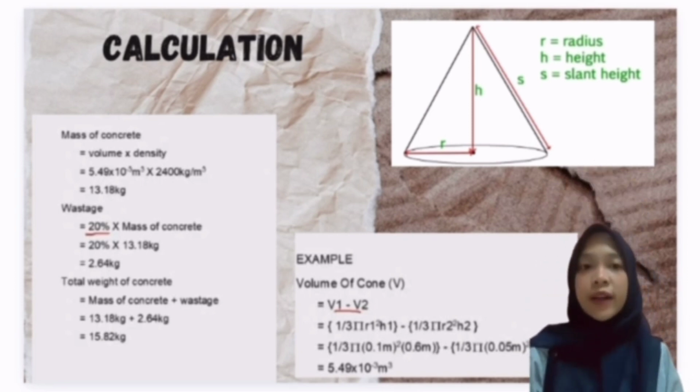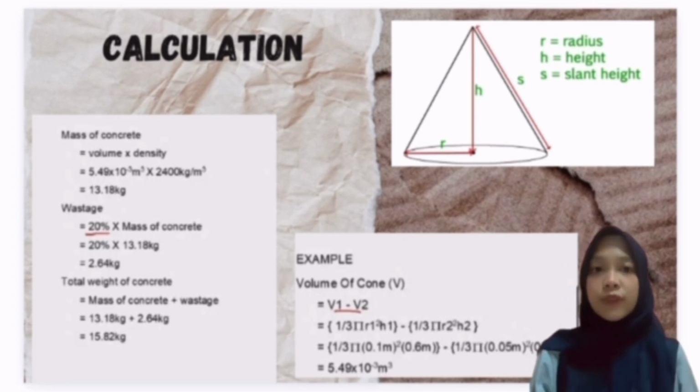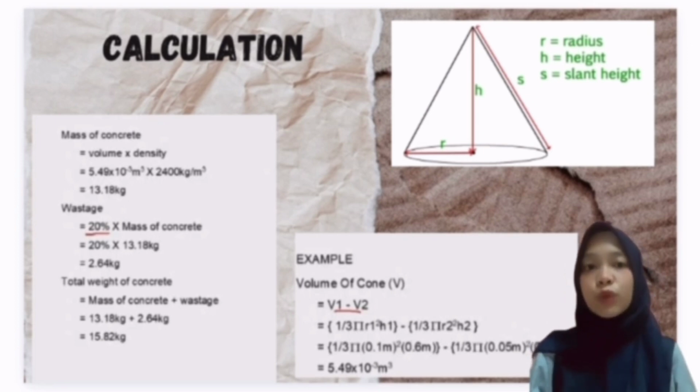To find V1 and V2, we must use this formula and insert the values of H1 and R1 for V1, and H2 and R2 for V2, following the question given. After getting the answers for V1 and V2, we subtract one from the other to get the final answer.